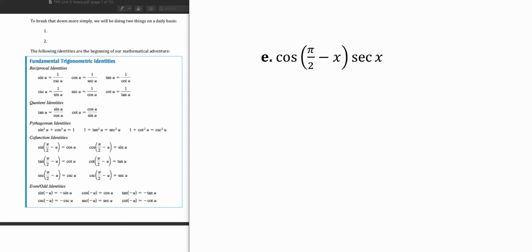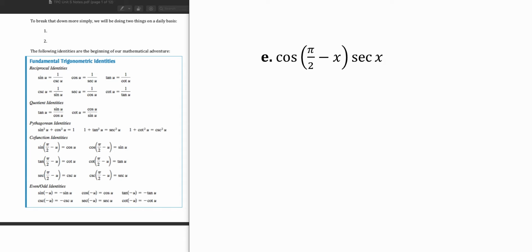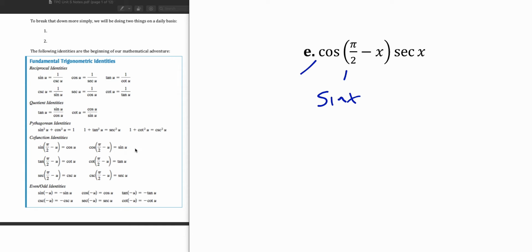Letter E, we've got the cosine of pi over 2 minus x times the secant. So cosine of pi over 2 minus x, if we look on our identities over here, we've got cosine of pi over 2 minus u is the same as sine of u. Really, it's the same thing. Instead of u, we're just using x. So we're going to replace this whole thing with the sine of x. And again, that's using an even/odd identity.